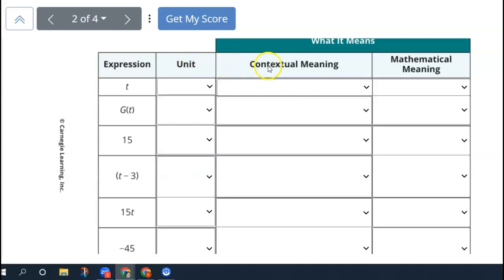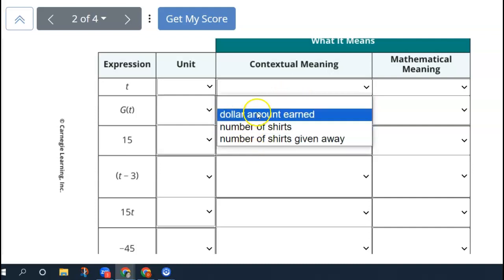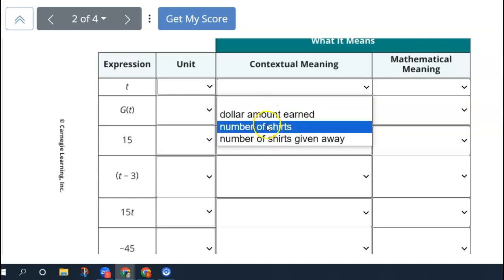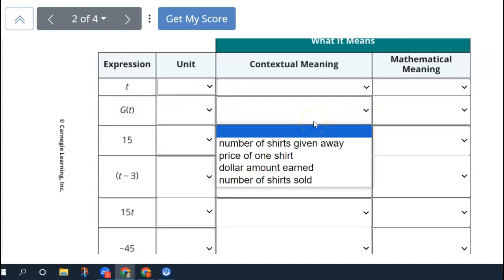And then in this column, it's the contextual meaning. That means, what does this mean in our situation? So for example, T is our t-shirts, right? That's why we chose T. So you'll go here and you'll decide which one of these does T represent in our situation. And we already said it's shirts. So which one of these, number of shirts or the number of shirts given away, which one does T represent? G of T, which one of these does G of T represent?